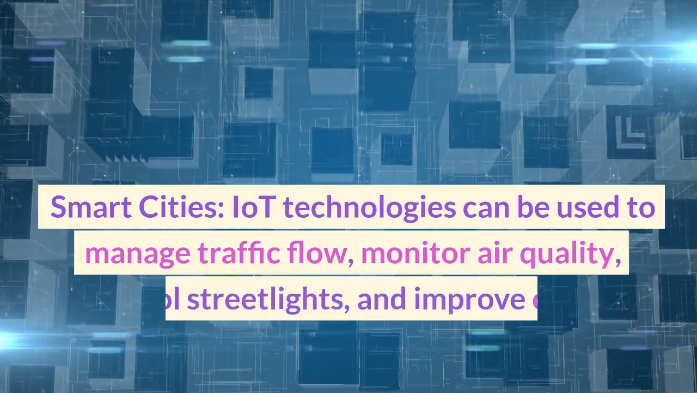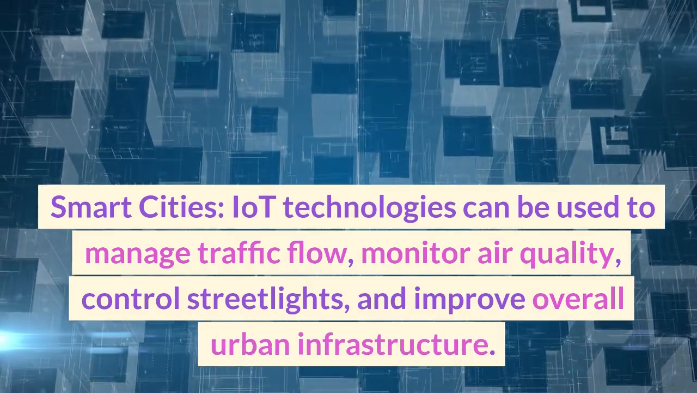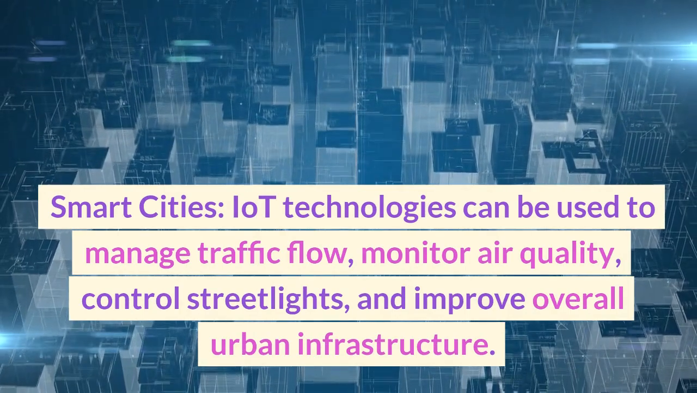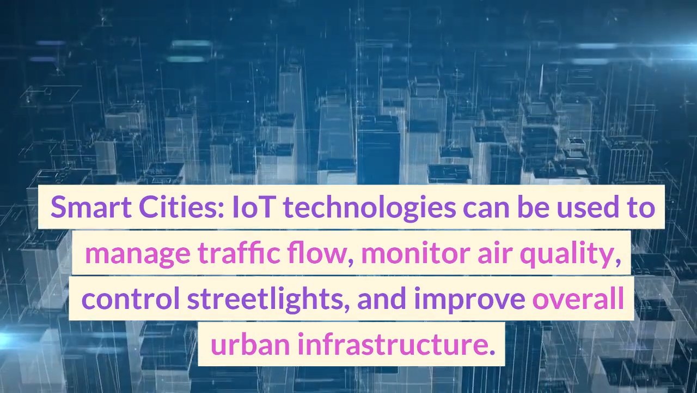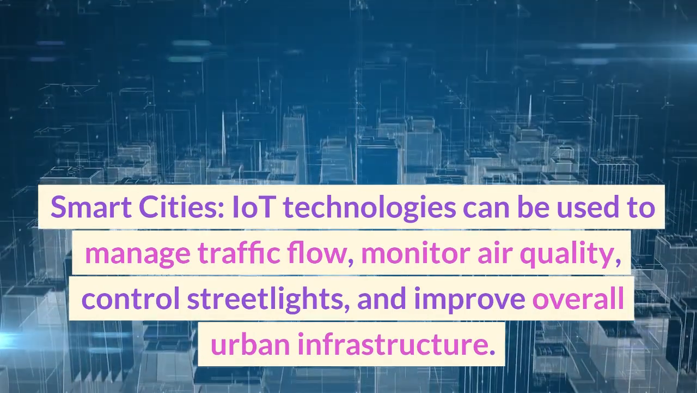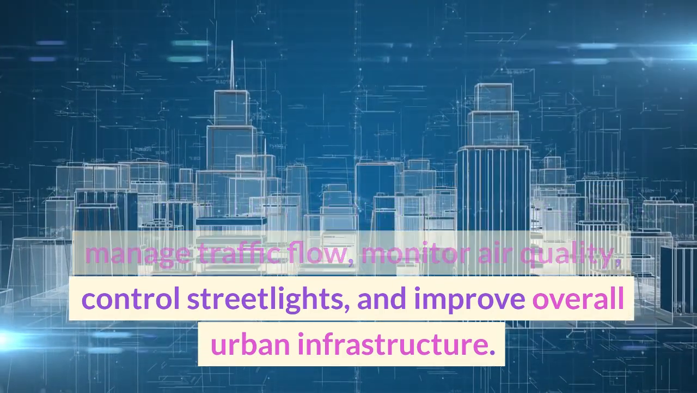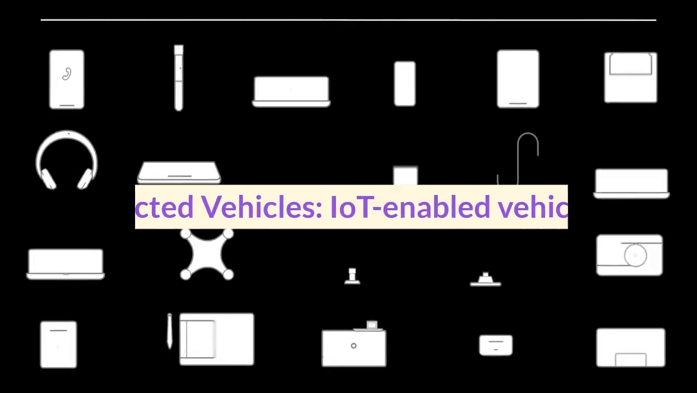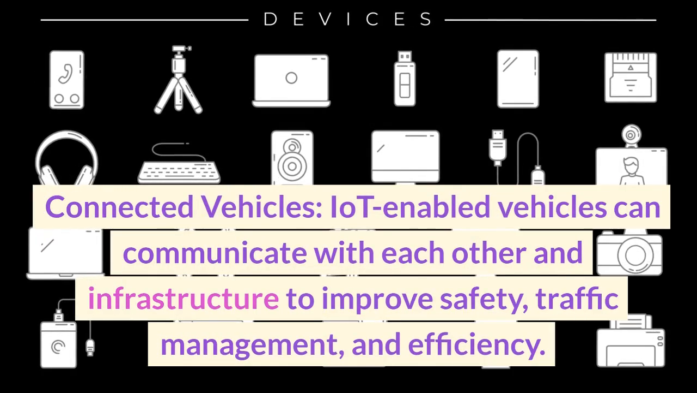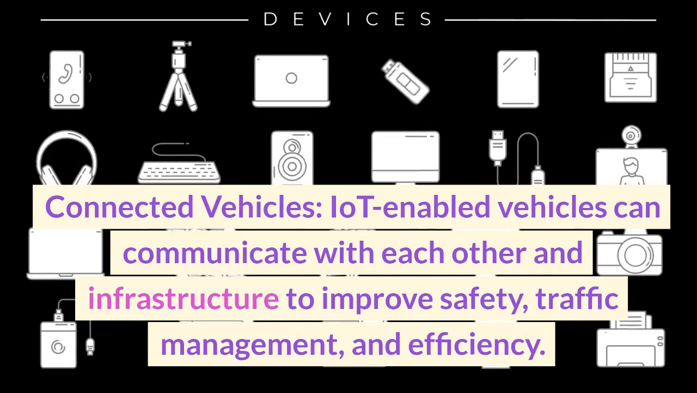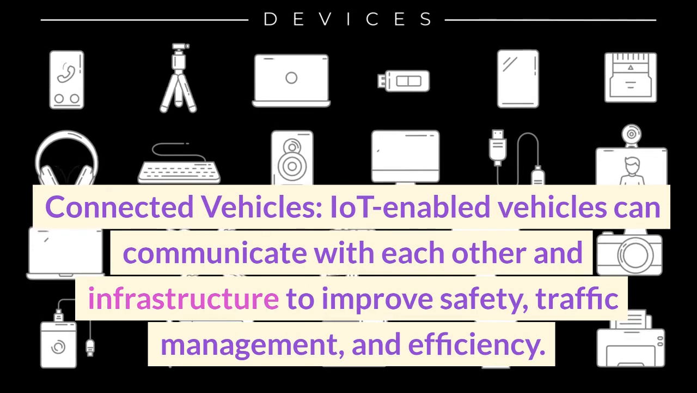Smart cities. IoT technologies can be used to manage traffic flow, monitor air quality, control street lights, and improve overall urban infrastructure. Connected vehicles. IoT-enabled vehicles can communicate with each other and infrastructure to improve safety, traffic management, and efficiency.